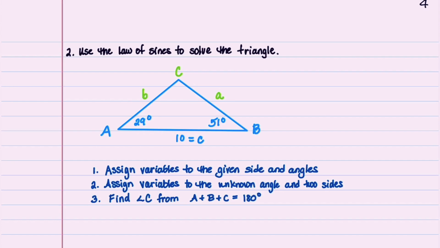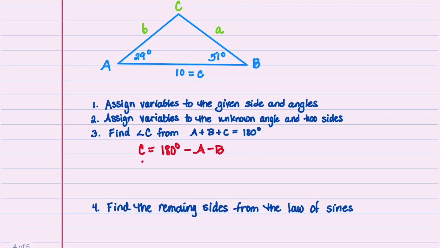We'll start by finding angle C. So our angle C is 180 degrees minus A minus B. So this is 180 degrees minus 29 degrees minus 51 degrees. This gives us 180 degrees minus 80 degrees, which is 100 degrees.